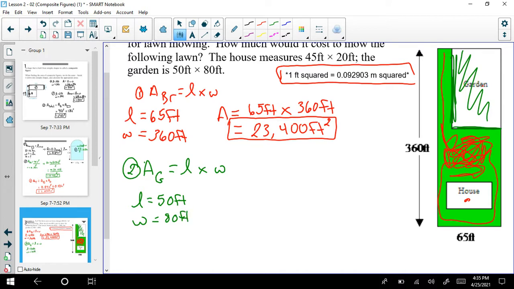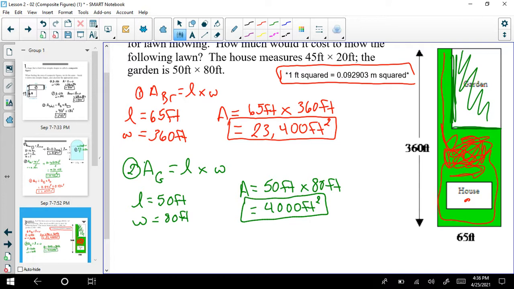So I can now plug the information I just found into my equation. I have my area equals my length, which is 50 feet, by my 80 feet, which is my width. And I'm going to get 4,000 feet squared. Okay, so I've now found the area of this whole big rectangle, I found the area of my garden. So the last thing I need to do is find the area of my house.